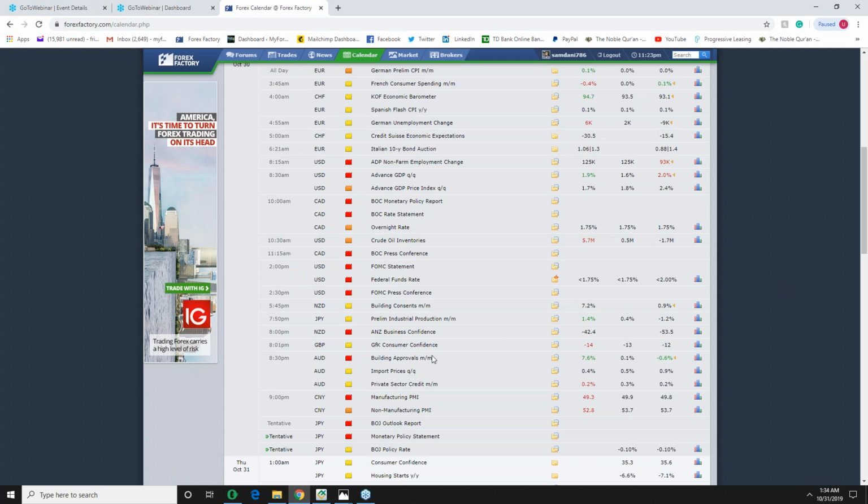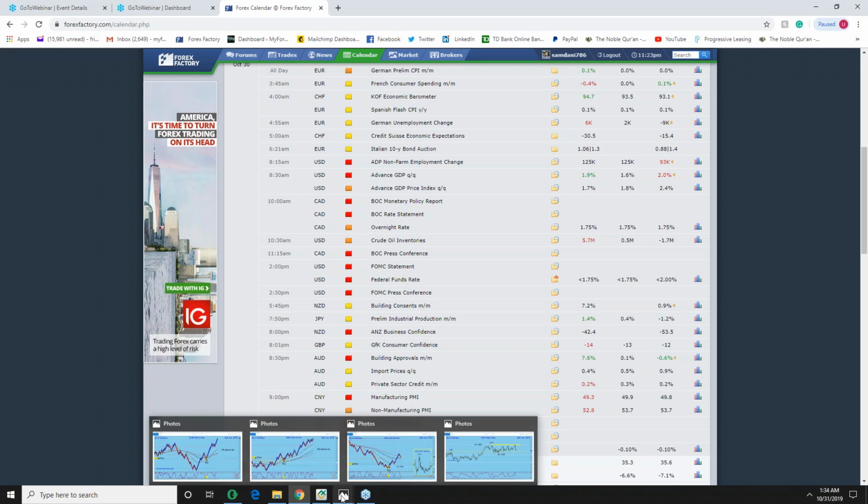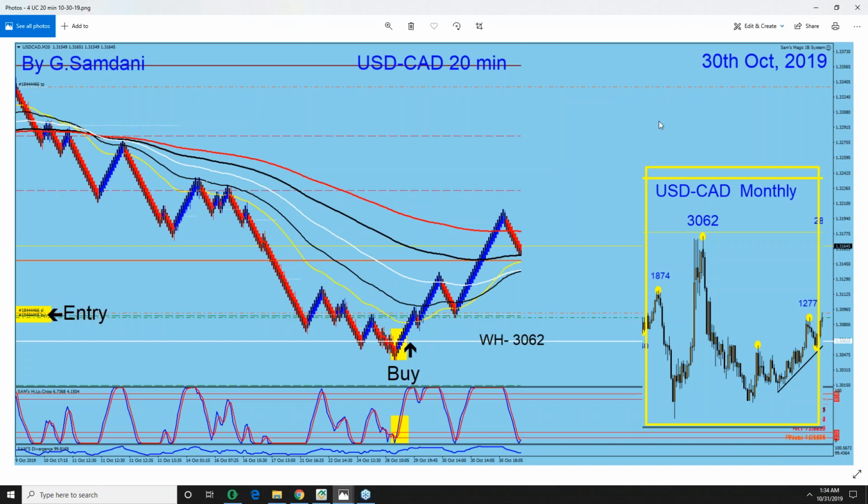So based on this analysis and using my Magic IB system, let me show you my trades, which is simple analysis and simple trades. This is one of them, USD-CAD. Now on the USD-CAD monthly chart, this is a big number. You can see how big it is. A big powerful move to the upside, and then this is the highest, 30.62, and a big drop from there. So 30.62 is one of the biggest numbers in the USD-CAD pair, and the entry was on October 28th, 10 o'clock.